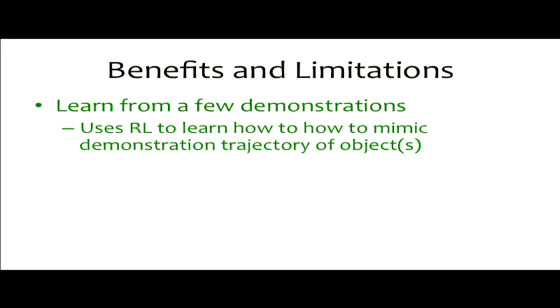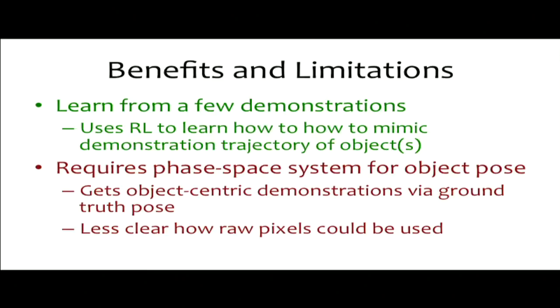So some of the benefits of this method is able to learn from a few demonstrations. So using reinforcement learning to learn how to mimic the demonstrations of the trajectories of the objects. One of the limitations is that it does require this phase space system in order to get the object pose. This is similar to the point clouds that were used in the previous task. And generally in order to get object-centric demonstrations, you need to be able to have the ground truth state of those objects. And with these sorts of approaches, it's less clear how you could make them work from raw pixels or raw observations.